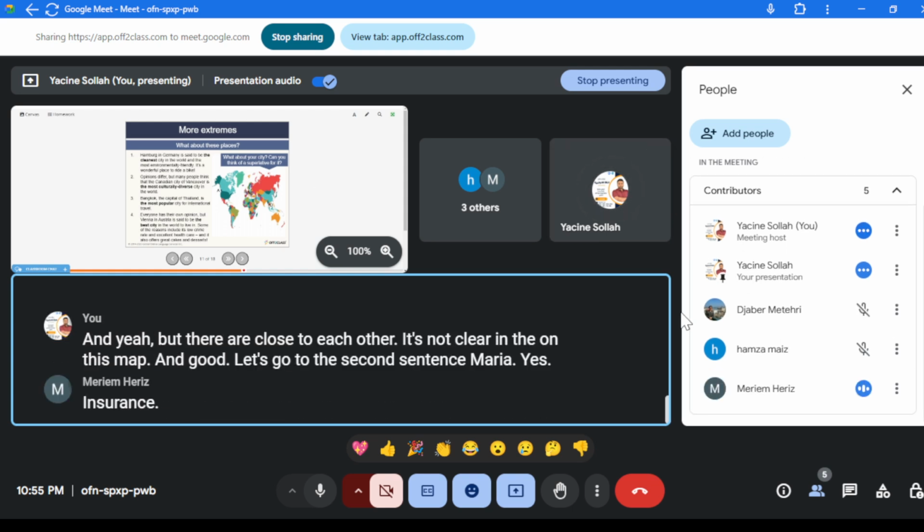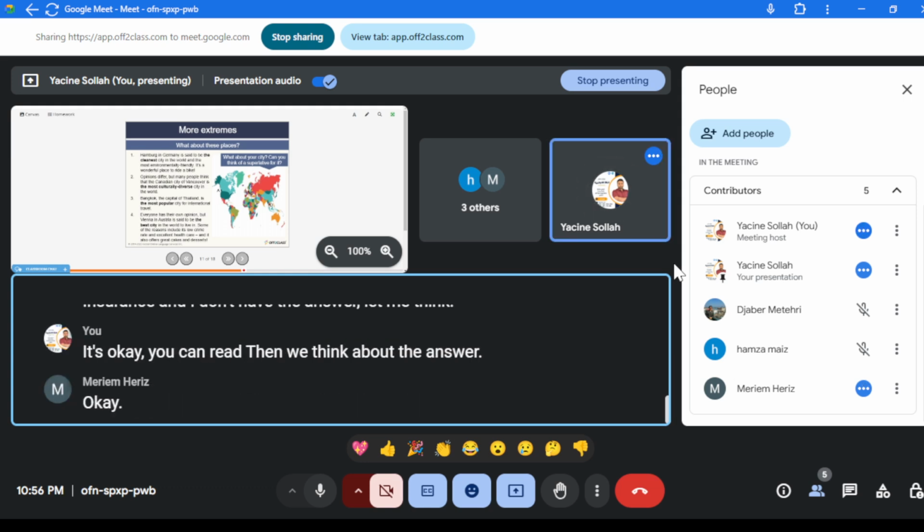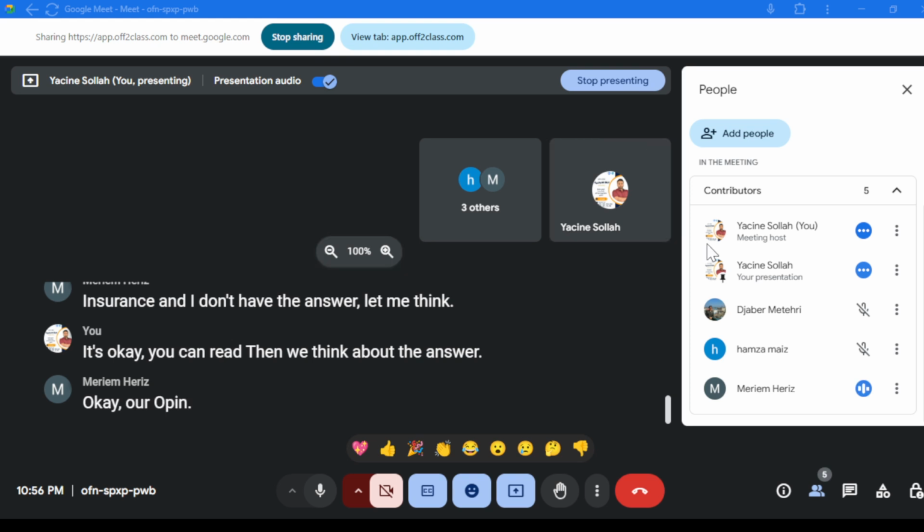Sure, I don't have the answer. Let me think. It's okay, you can read, then we think about the answer. Opinions differ, but many people think that the Canadian city of Vancouver is the most culturally diverse city in the world. Opinions differ. Differ, from the word difference, it's a verb. Good. Very easy, this one.